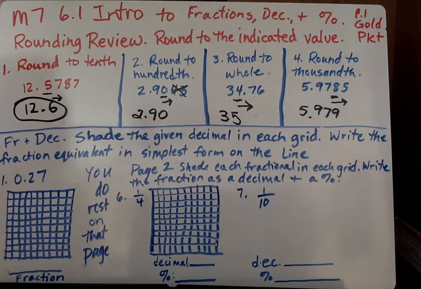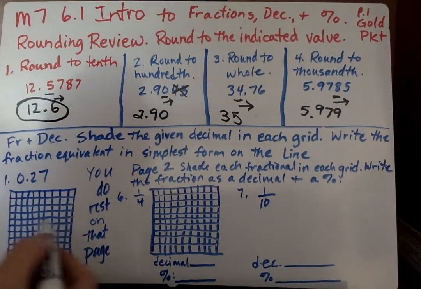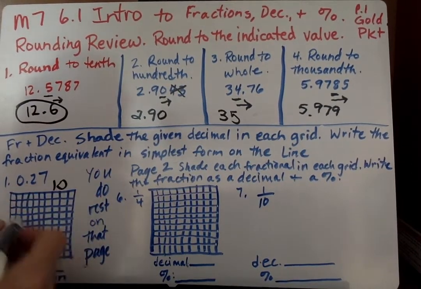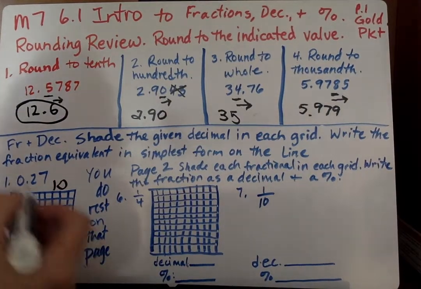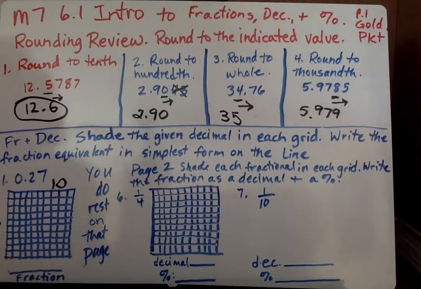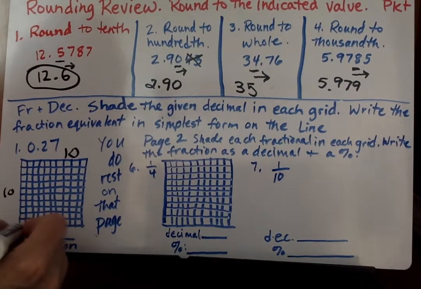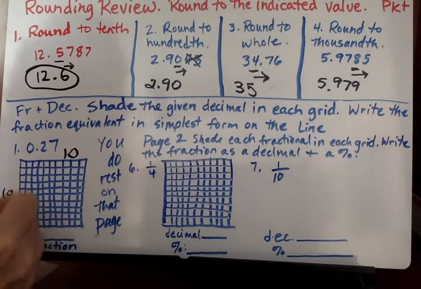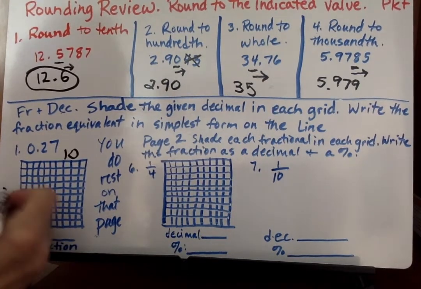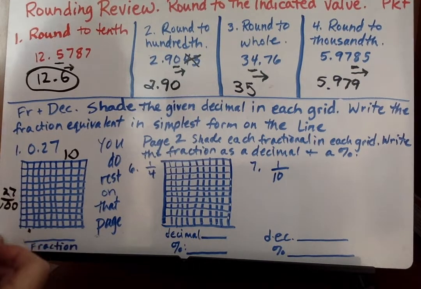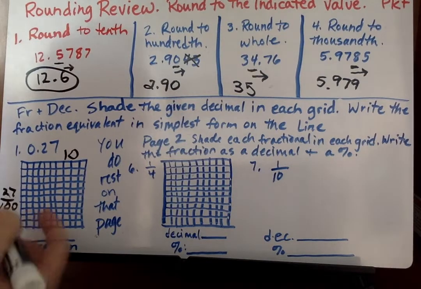Okay, shade the given decimal in each grid. Write the fraction equivalent in simplest form on the line. Okay, so right here is 0.27. And how much of that is a grid if it is 10 by 10? It's 10 to this side, 10 this side. So there's 100 squares in there. And 0.27 in fraction form, let's see, can you see that bottom part there? In fraction form is going to be 27 out of 100. And I don't think that reduces any more than that.